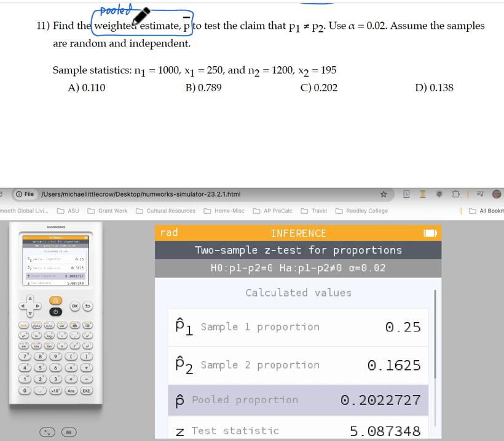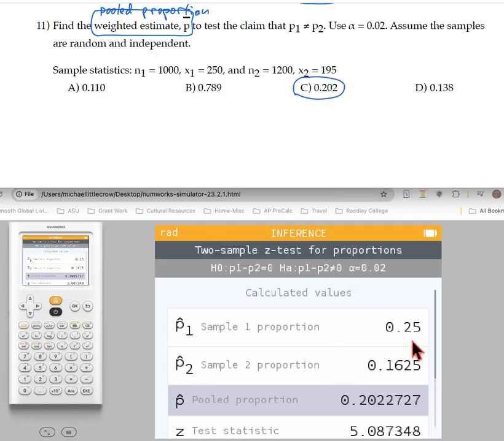So another word for this is pooled proportion. Always have to sound the words out to get them right. 0.2022, so rounded it would be 0.02.